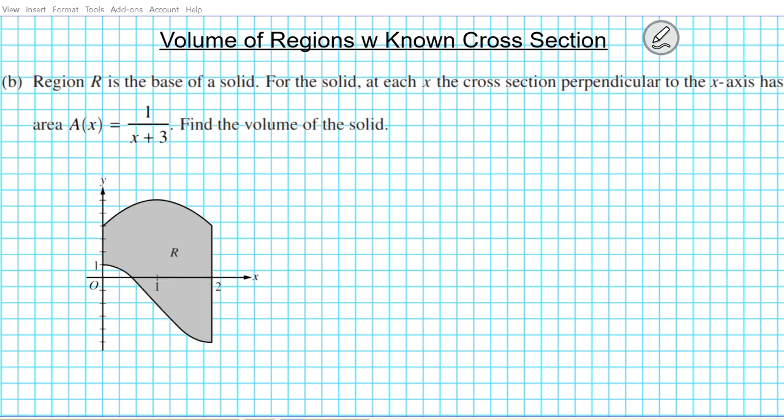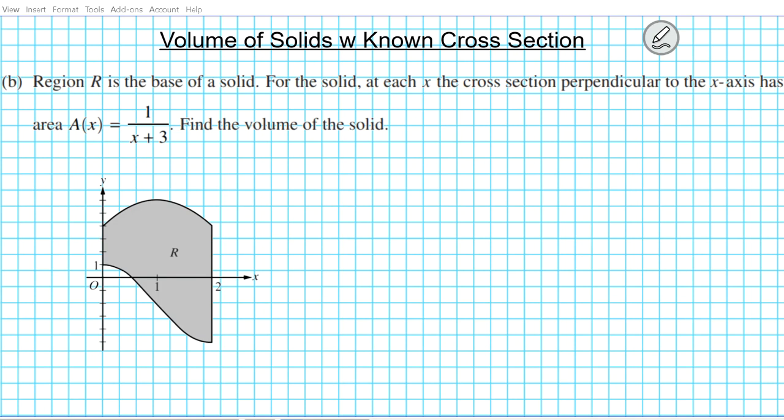Alrighty, let's take a look at question number 4b. In question 4b, we're going to be calculating how to find the volume of solids with known cross sections. Alright, so let's read the question. Question 4b reads, region R is the base of a solid. For the solid, at each x, the cross section perpendicular to the x-axis has area A of x equals 1 over x plus 3. Question, find the volume of the solid.